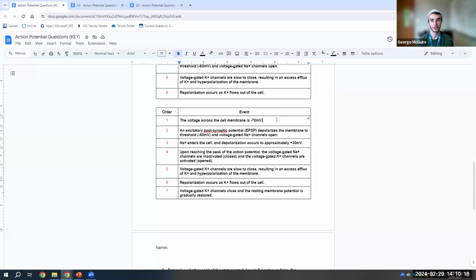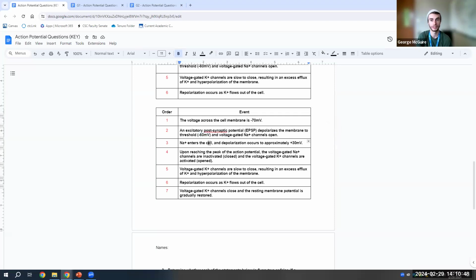In this case, an excitatory postsynaptic potential is going to stimulate the depolarization at our axon hillock, which is going to start an action potential. So this excitatory signal depolarized the membrane to threshold. -60 is the threshold that causes an action potential to go. And it did this by opening sodium-gated channels, which are going to cause other voltage-gated sodium channels to open.